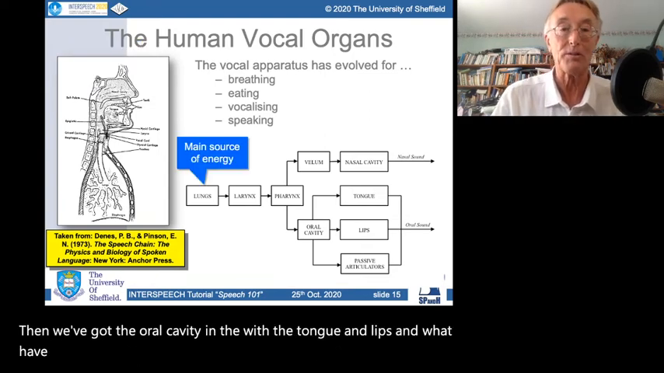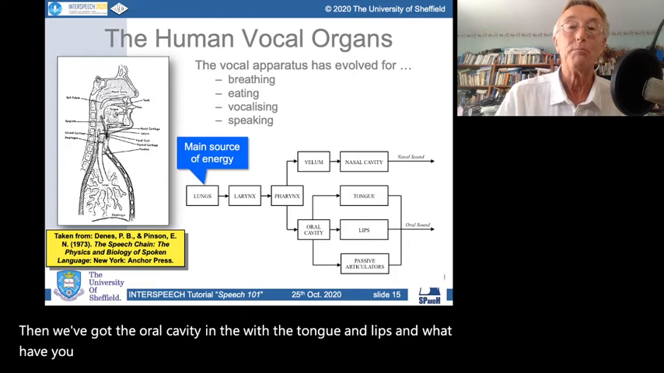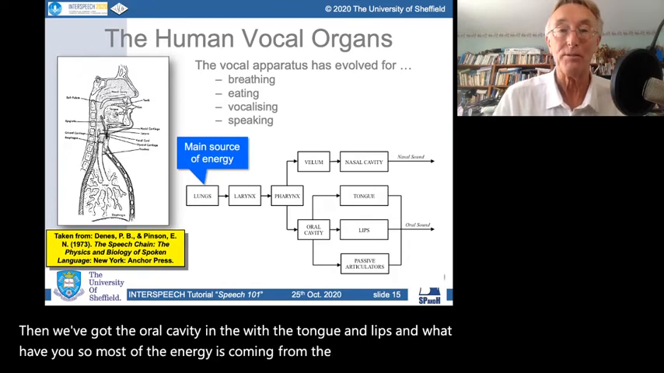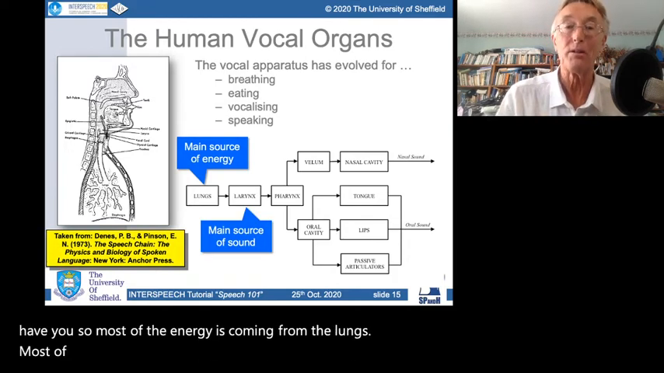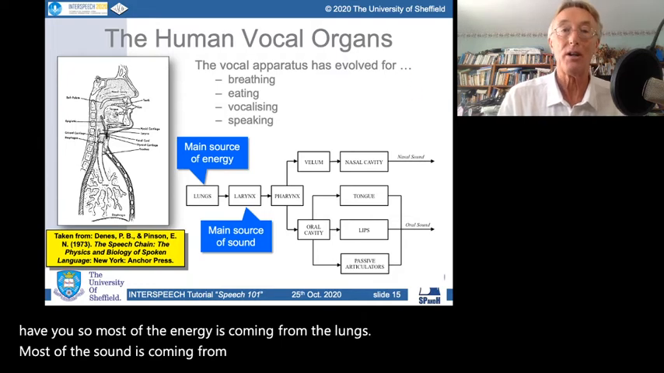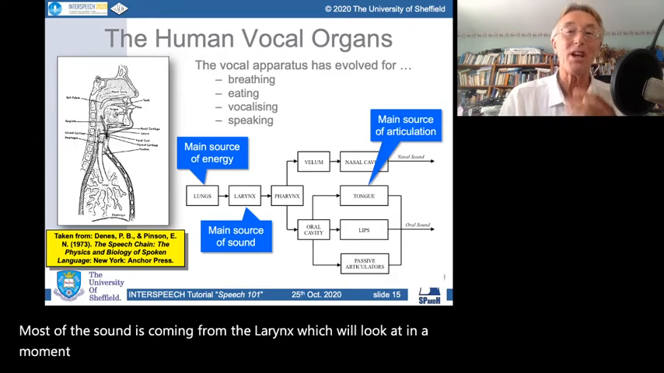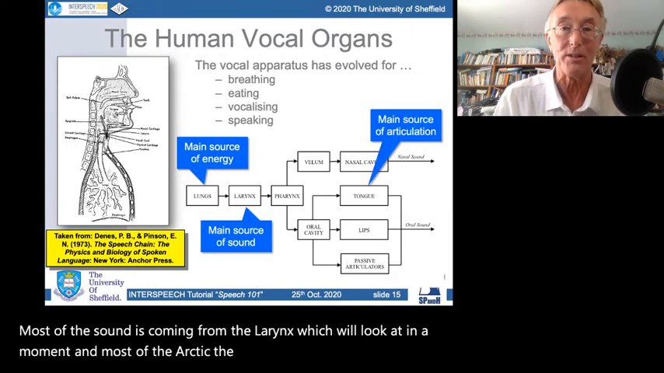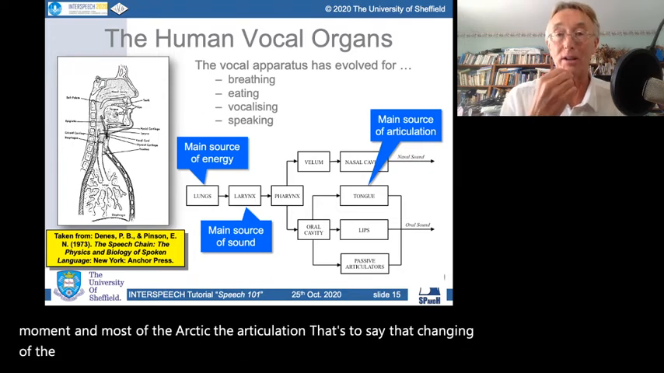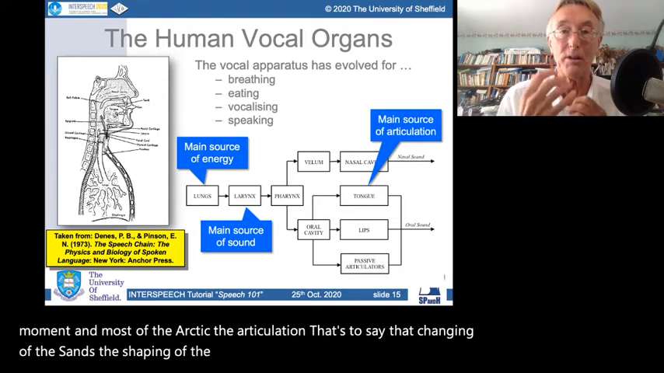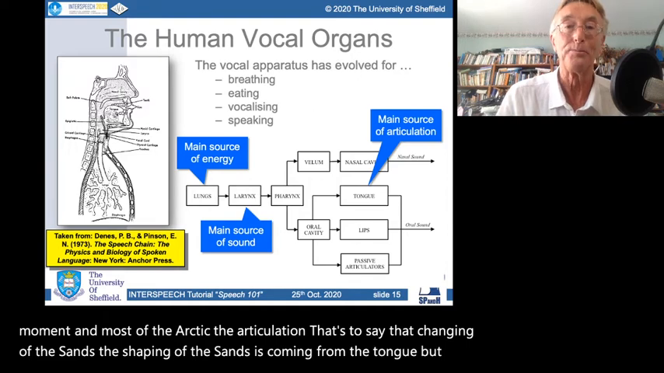Most of the energy is coming from the lungs. Most of the sound is coming from the larynx, which we'll look at in a moment. And most of the articulation, that's to say the changing and shaping of the sounds, is coming from the tongue, but not entirely. But the tongue is doing most of the work.